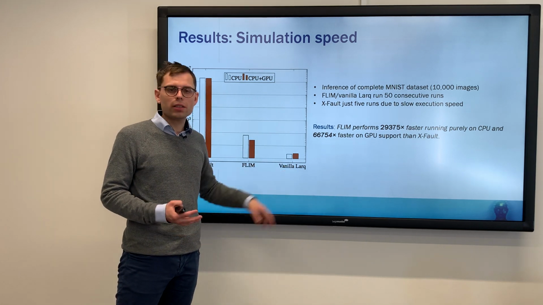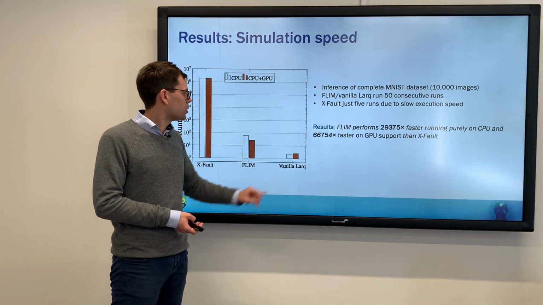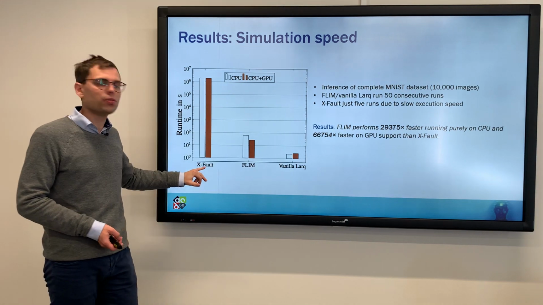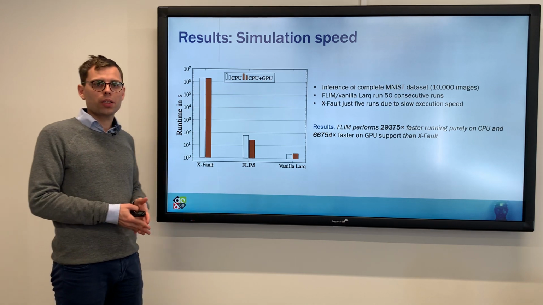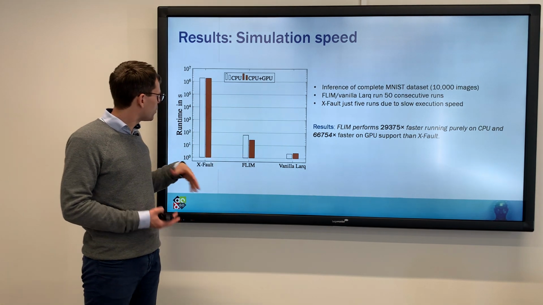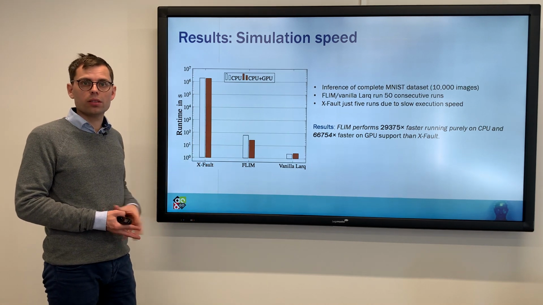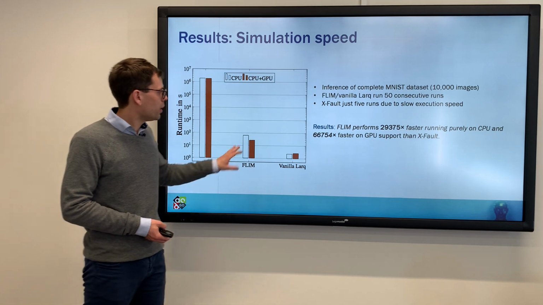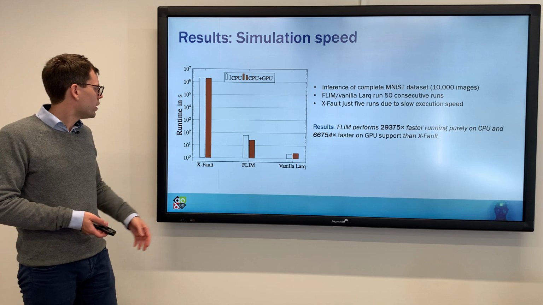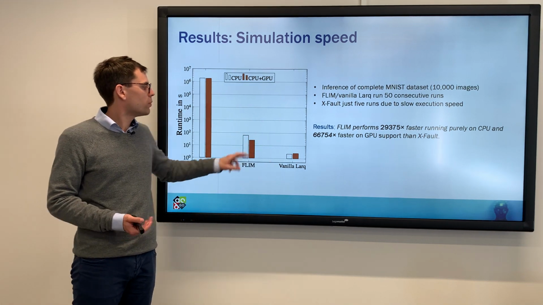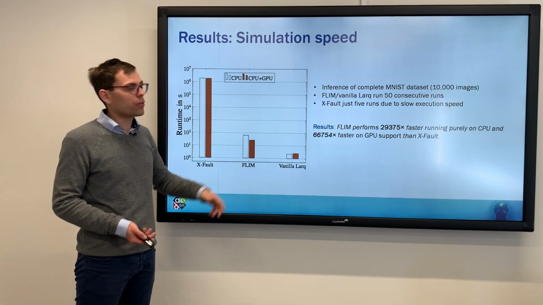Vanilla Larq here is basically running the model without any fault injection, and you can see there's a huge difference between the state of the art before this work and the vanilla speed that you can achieve. And then FLIM, the work that we are showing here today, is right in the middle, and we are really happy about the results because it's much faster than the X-fault simulation methodology that existed before. It is still slower than Vanilla Larq, but we're doing a fault simulation, so I think that's okay. It's about 1 order of magnitude slower than Vanilla Larq, but many orders of magnitude faster than what was achieved in the state of the art before.